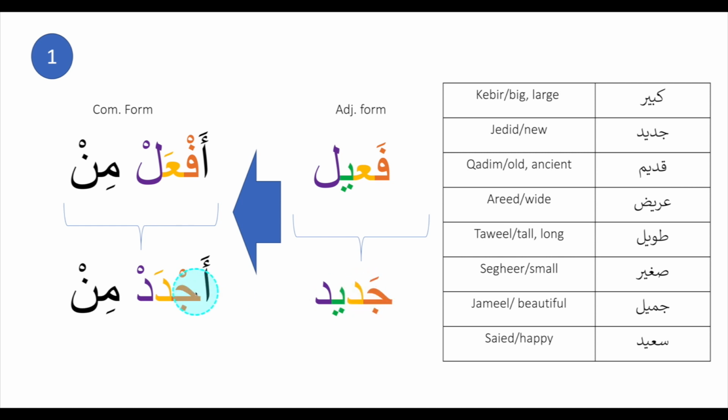So jadid becomes ajdad. Jadid becomes ajdad, and the same procedure or steps will apply to every single adjective that you see here on your right hand side. Let me remind you again, fa'il is the basic form adjective. If you want to conjugate the comparative out of fa'il, all you need to do is add an alif to the beginning of any adjective that has the ya as the letter before the last, or as the third letter in the adjective. Then delete the ya, and then finally add min. You end up with ajdad min. A little reminder again, min means than.